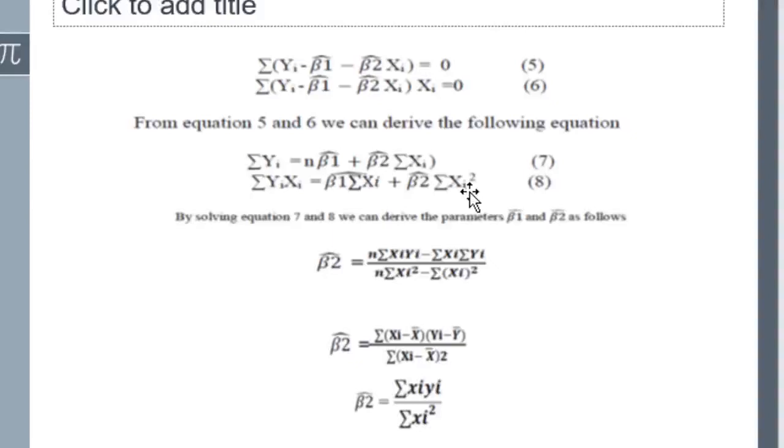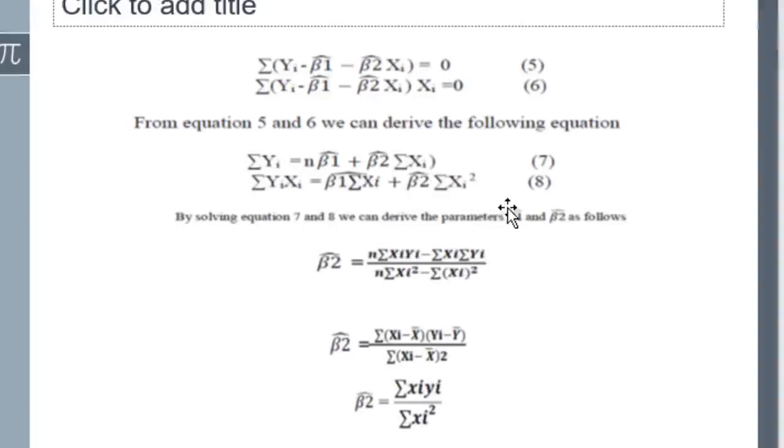On one hand side, y, the dependent variable, and on the other hand side, the other parameters and the independent variables. That is, sigma yi equals n beta 1 cap plus beta 2 cap sigma xi. This is derived from this equation, and this one from this, after distributing the sigma and multiplying with the xi. Now, these two equations can be solved.